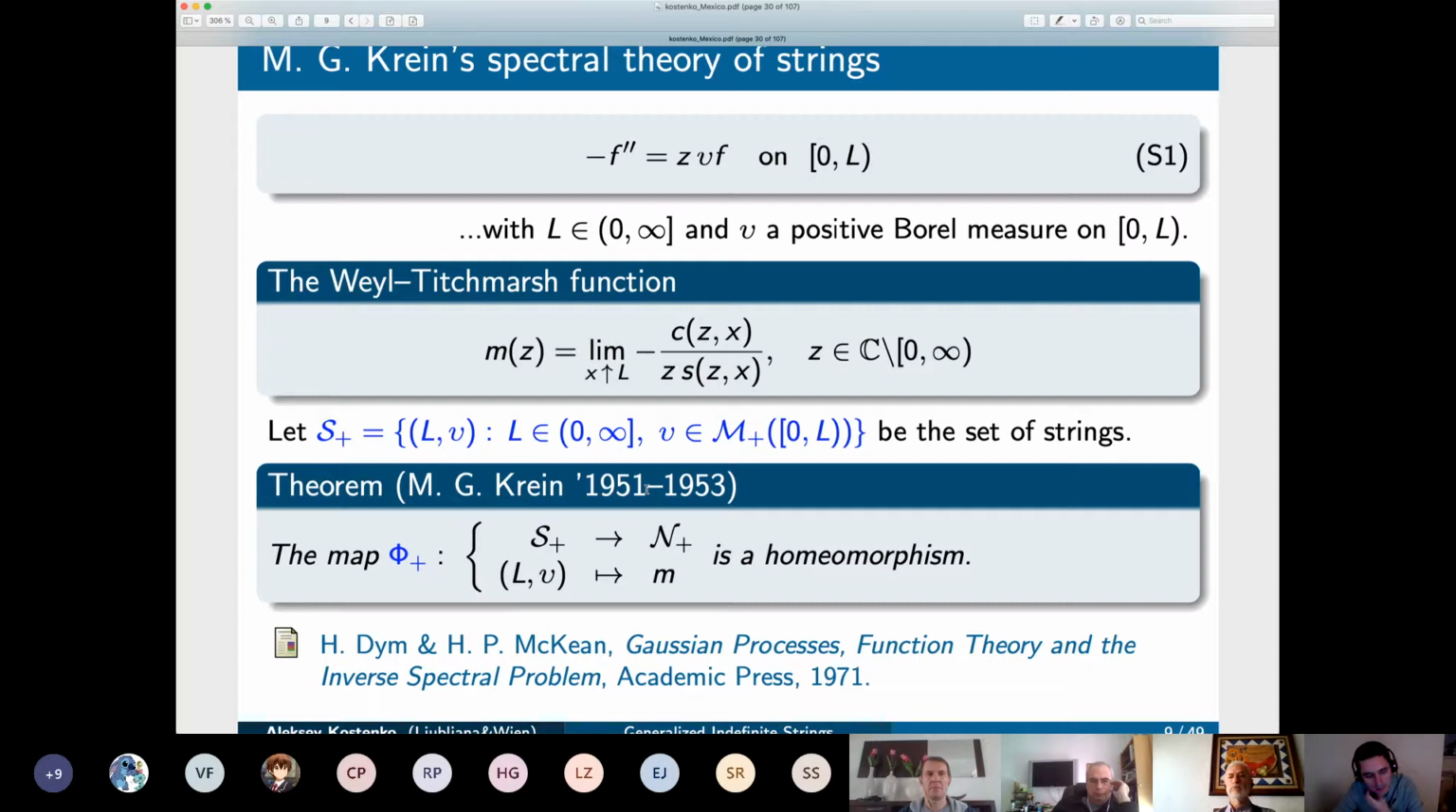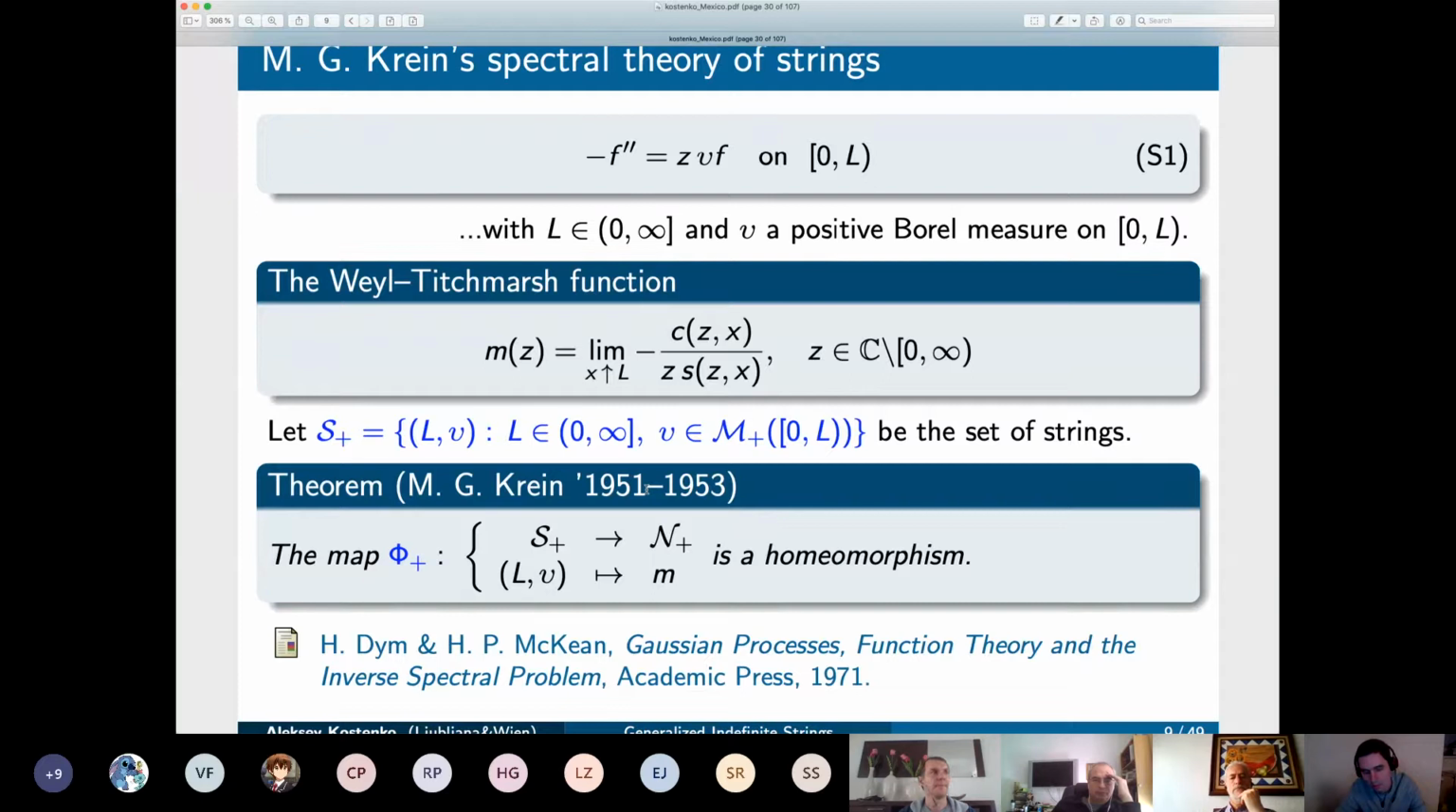In fact, Krein was interested in solving this inverse spectral problem for strings because of a problem from stationary processes. Actually, the very famous problem: if you know the past, can you predict the future? If you know the whole past, then the solution is a famous theorem of several authors, Kolmogorov, Szegő, Krein, and Wiener.